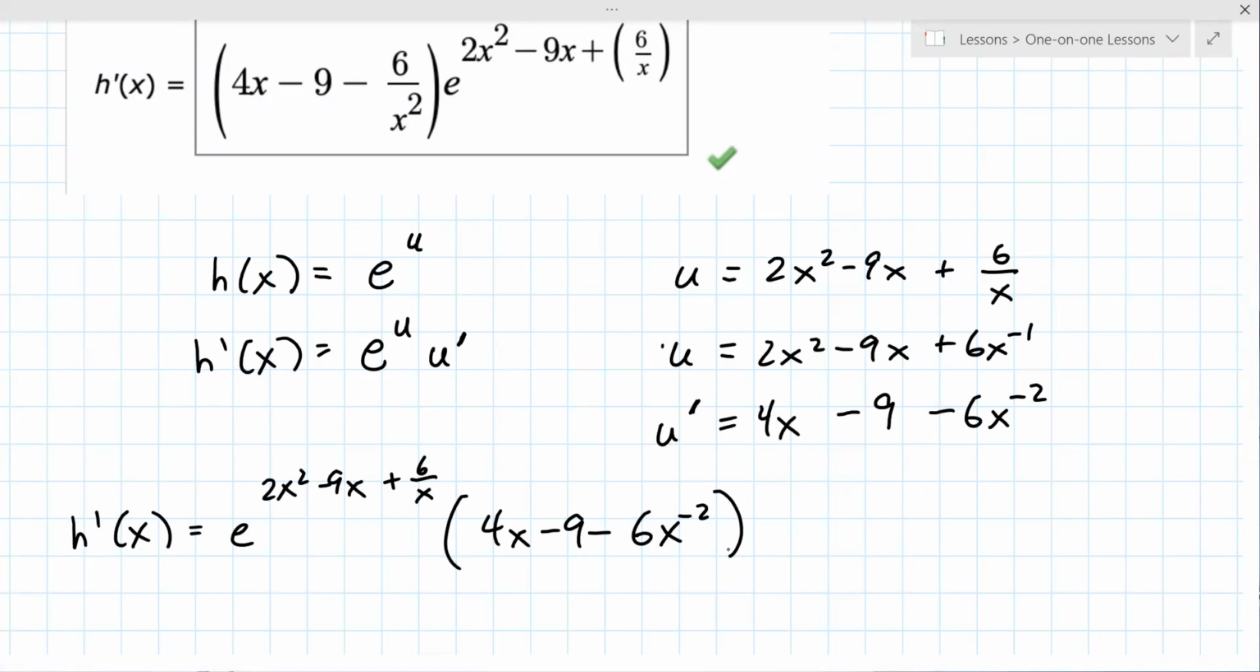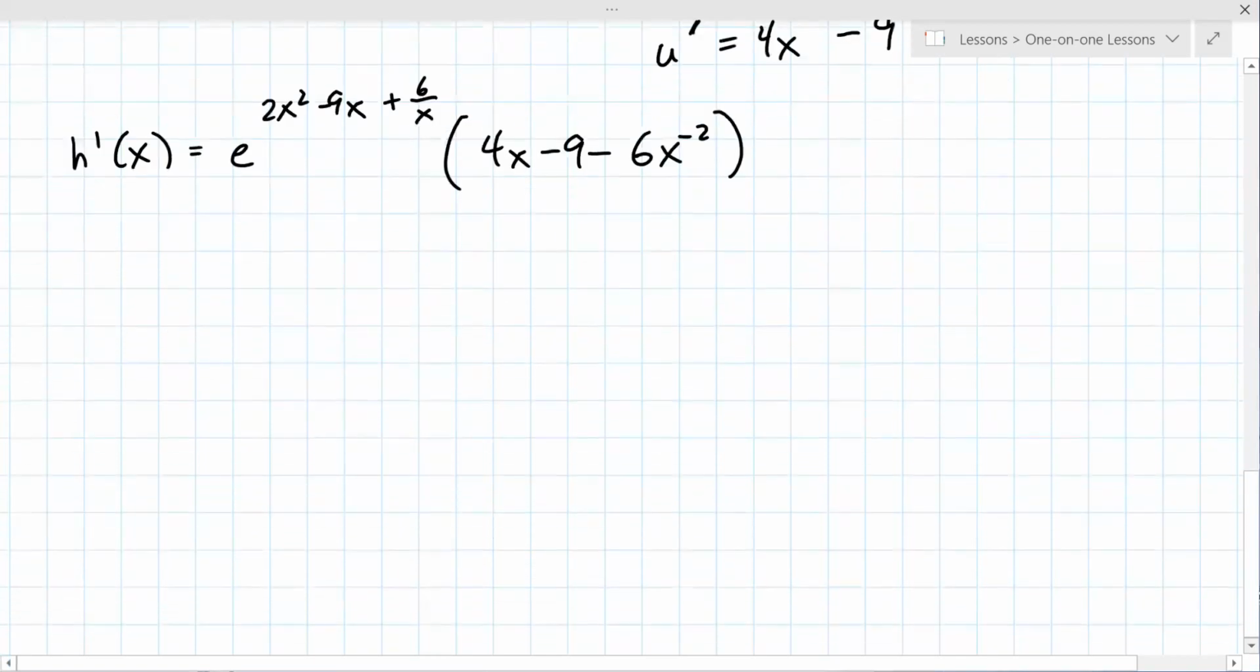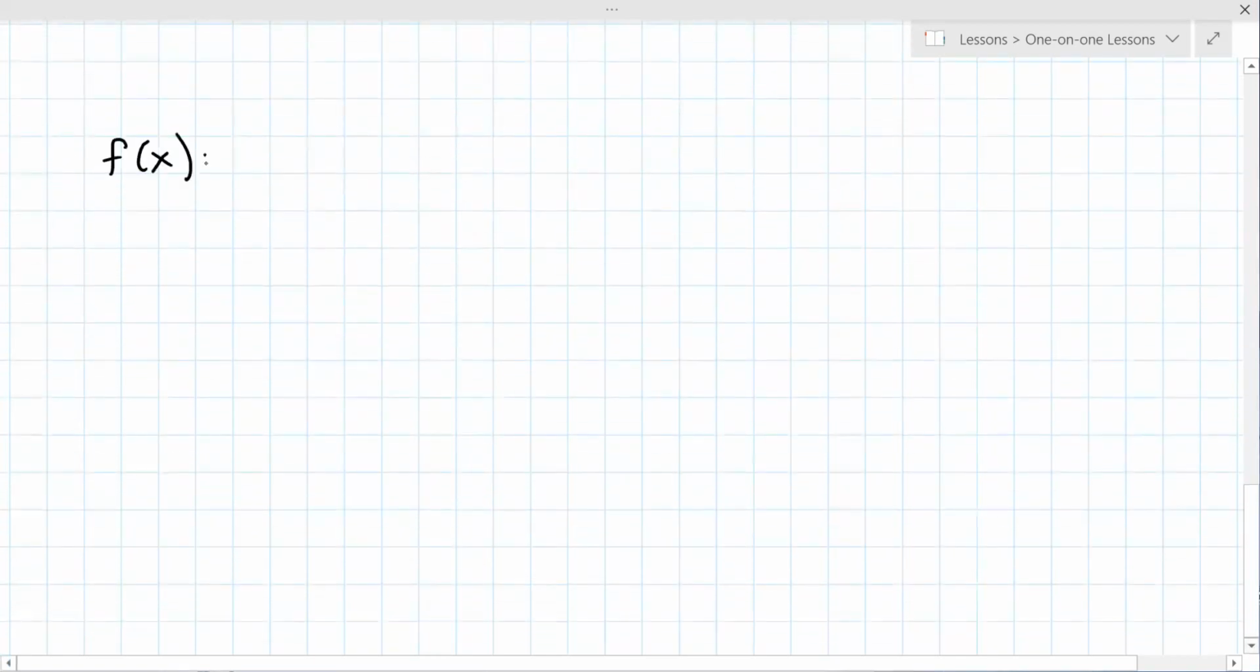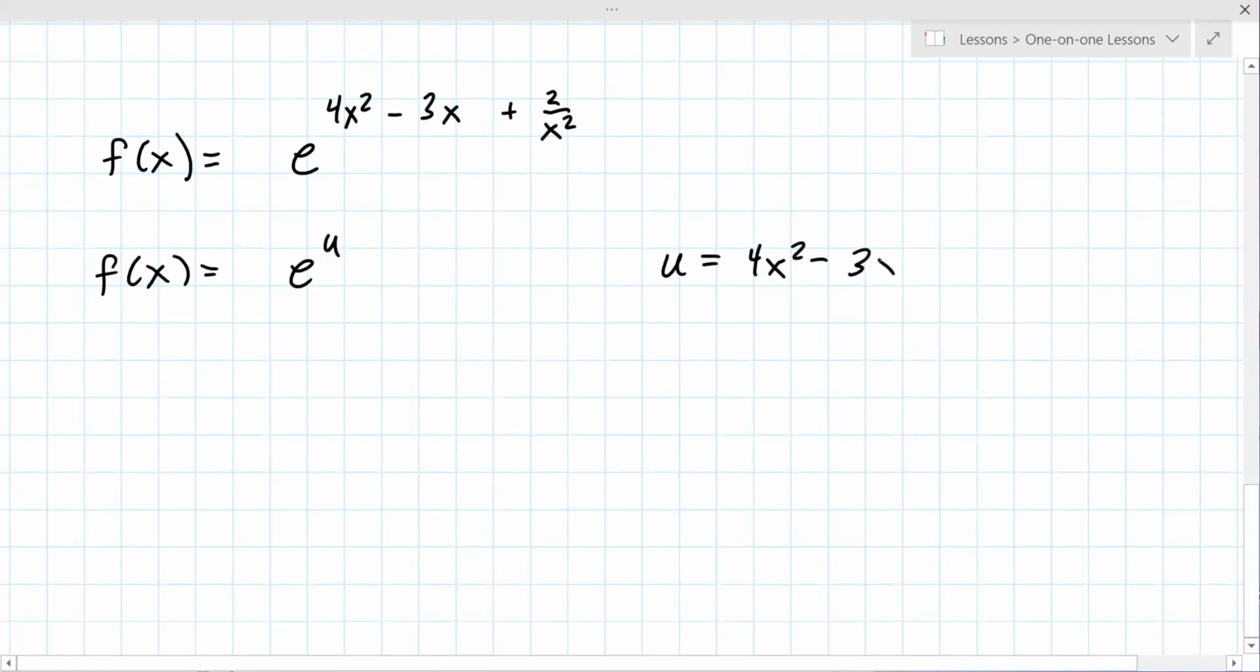Okay. Do you want me to give you one like this, or just keep going through the questions? Yeah, I'll do one like that. Okay. So if I give you a function, I'm going to tell you that f of x equals e to the 4x squared minus 3x plus 2 over x squared. You're going to write this as e to the u, where u is 4x squared minus 3x plus 2 over x squared. Okay, so go ahead and start from here. Take about 60 seconds and see if you can work that out on your own, please.